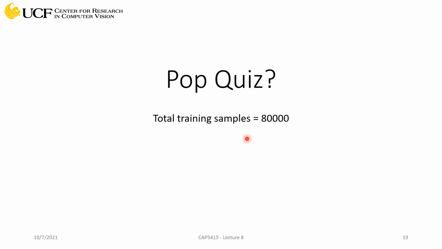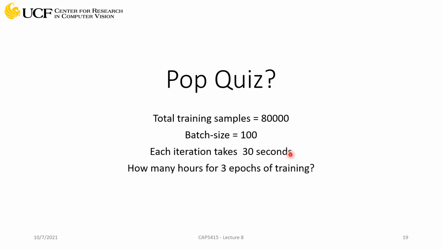Okay. Yeah, so we had this pop quiz. So let's quickly go through this. So the question is, you have 80,000 training samples, all right? And your batch size is 100, which means that you can train using only 100 samples at once. So that will be your one iteration. And then we were training our data, and we figured out each iteration is taking 30 seconds. Then the question is how much time it will require if you want to train a network for 3 epochs.